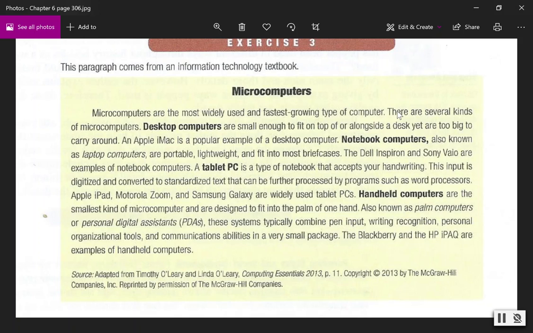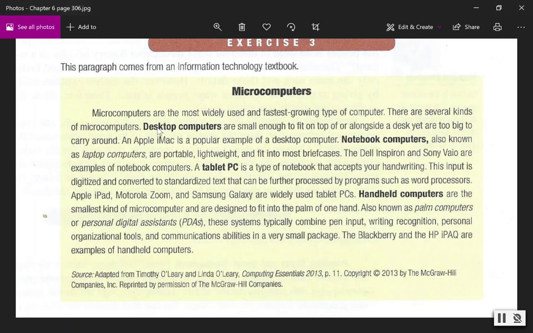So here, the second sentence, there are several kinds of microcomputers. This is our main idea. So what are the kinds of microcomputers? They are what's in bold. So we've got desktop computers, we've got notebook computers, we've got tablet PC, and handheld computers. These are all our primary details.